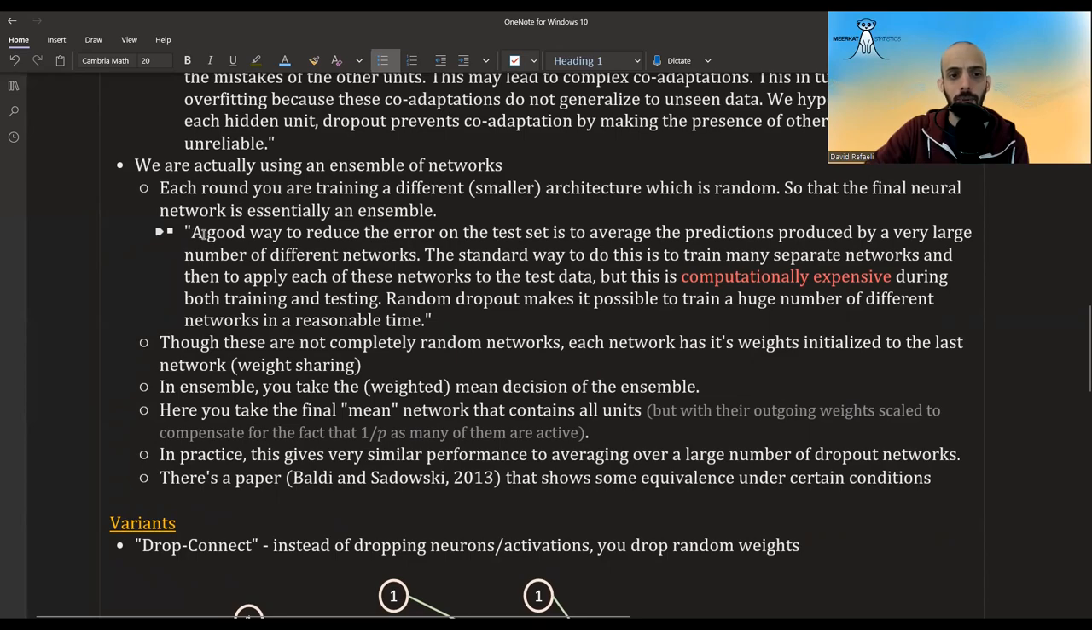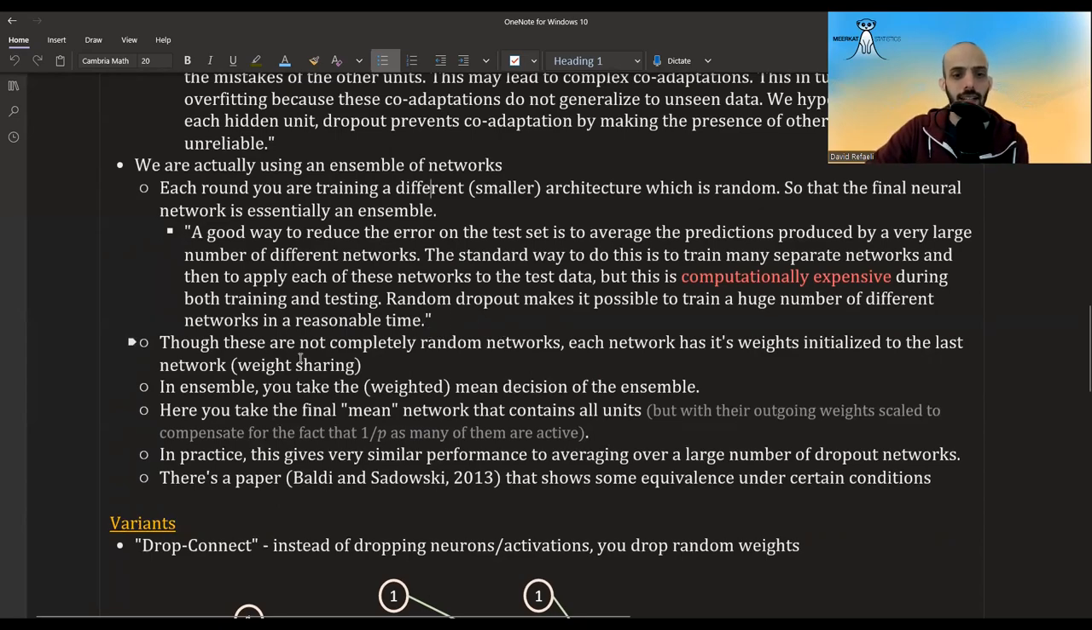And to quote the paper, a good way to reduce the error on the test set is to average the predictions produced by a very large number of different networks. The standard way to do this is to train many separate networks and then to apply each of these networks to the data set, but this is too computationally expensive. So random dropout makes it possible to train a huge number of different networks in a reasonable time. So this is kind of an ensemble.